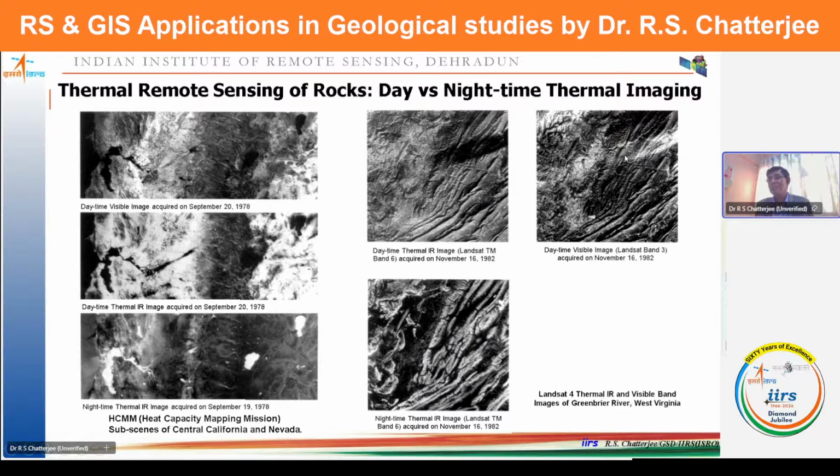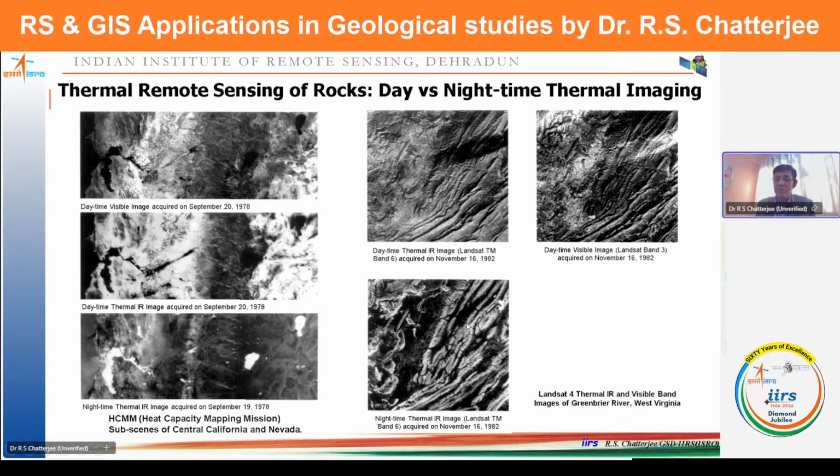So for thermal sensing of the Earth's surface, daytime is not good, because there you will get differential topographic heating. Topographic effect will be very, very prominent. So for that purpose, we should have thermal images during night time.